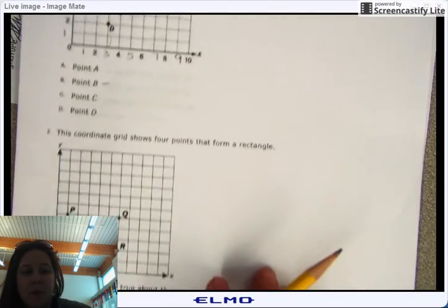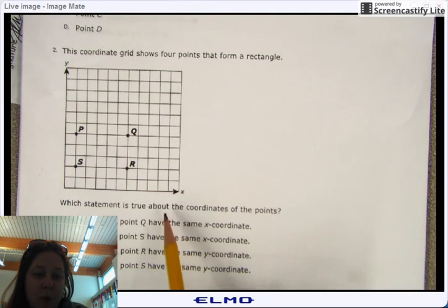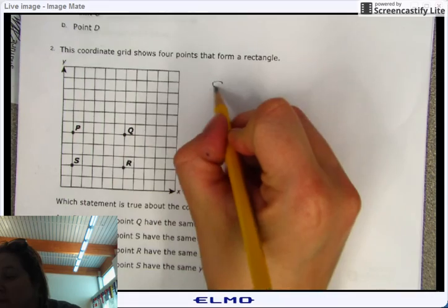Okay, question number 2. This coordinate grid shows 4 points to form a rectangle. Which statement is true about the coordinate points? Point P and point Q have the same x coordinates. Point P and point S have the same x coordinates. Point Q and point R have the same y coordinates, and point Q and point S have the same y coordinates.